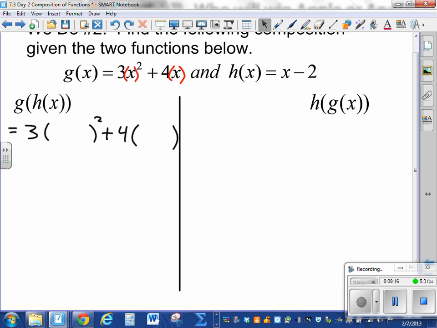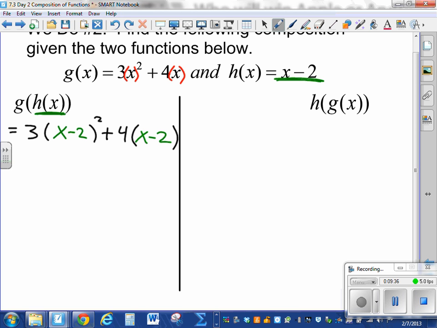Inside of those blank spots, you guys are going to put the other function. Your other function is h of x because it says that they want h of x on the inside right here. So you're going to put the x minus 2 in there. And then the 4 times x minus 2 again. And there you go.